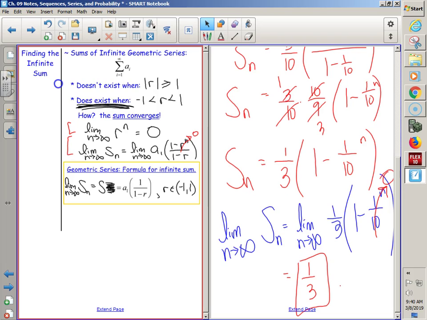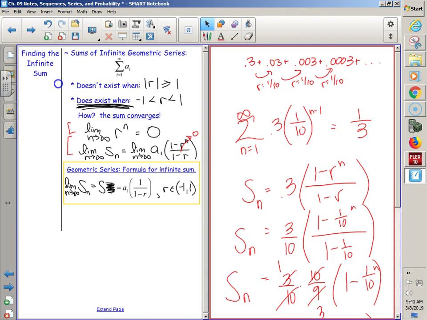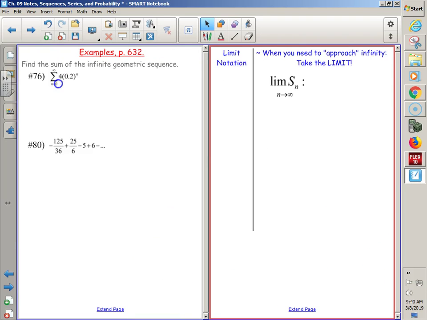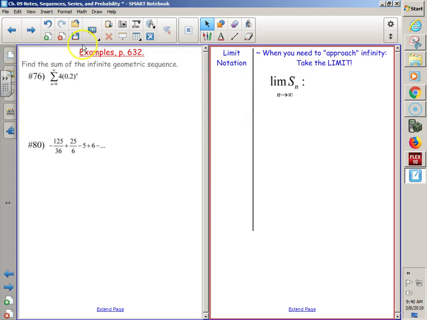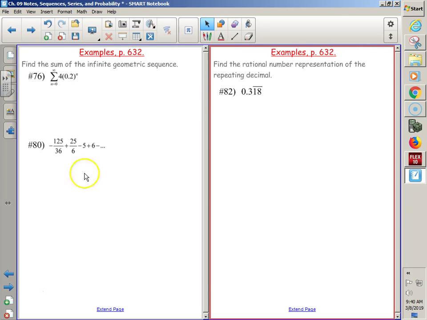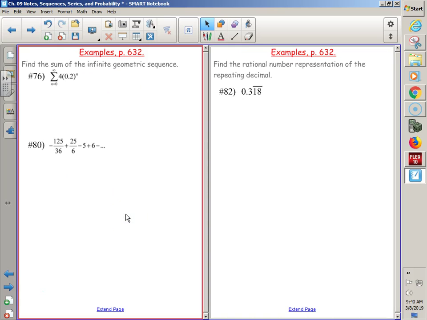Anyway, that was fun. How much time do we have left? Not very much. So, we just did that. Never mind. Let's get rid of that page. I just talked about limit notation. We'll talk more about that in chapter 12, where we get into calculus more.